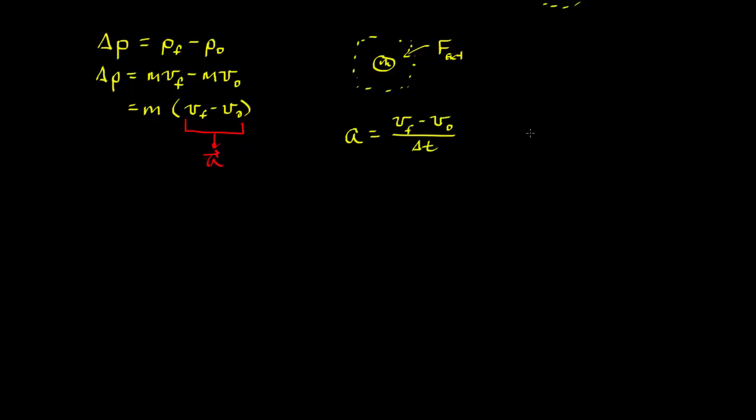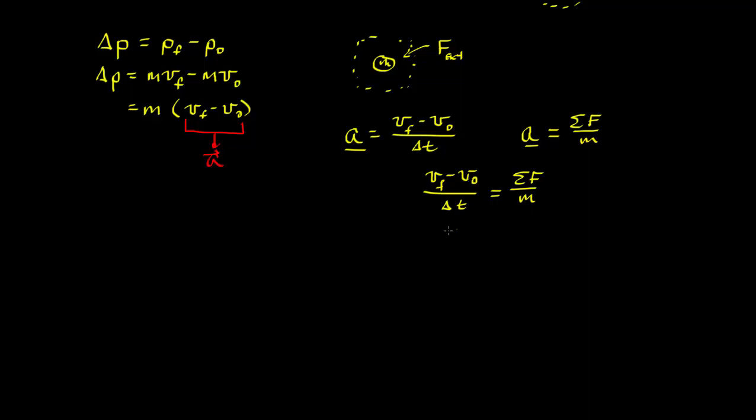And we also know from Newton that the acceleration is just the net force divided by the mass. That's Newton's second law. So the definition of acceleration, Newton's second law. However, these are both acceleration, so we can set this one equal to this one. So we get Vf minus V naught over delta T is equal to the net force divided by the mass.